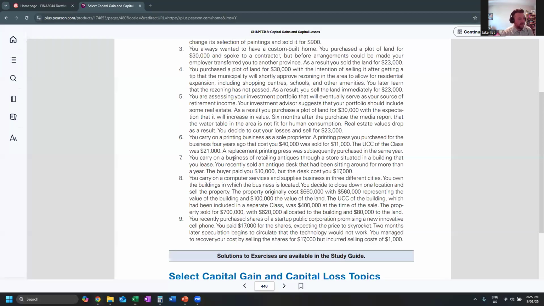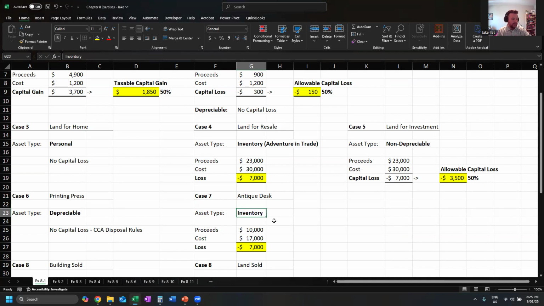So, antique desk. We sell antiques through a store situated in a building we lease. We sold an antique desk that a buyer paid $10,000 for. The desk cost us 17. So this is the same thing. That desk is inventory. We bought it for 17 and sold it at a loss. It is a business loss. It will be wholly included in income. Inventory loss of 7,000, just like the inventory for the land. That's why I think I had them mixed up.